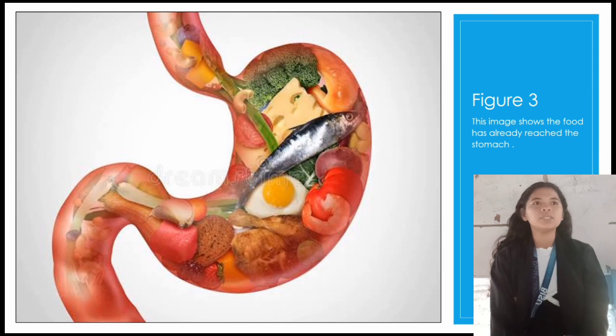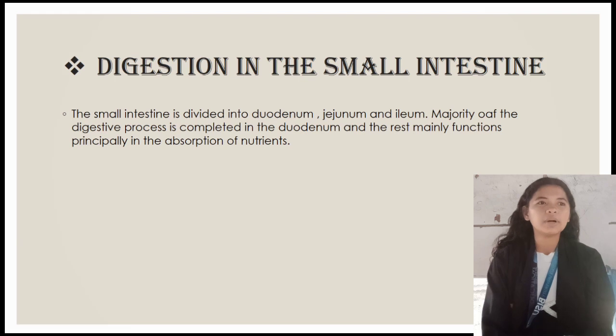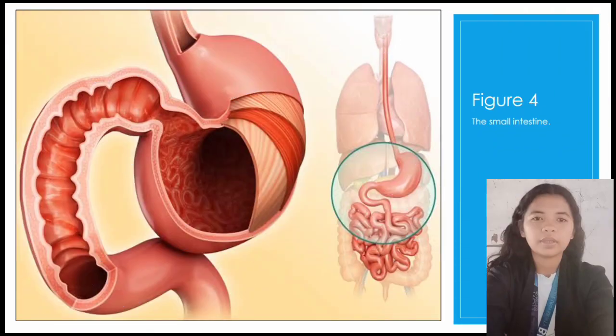So we have our digestion in the small and large intestine. The small intestine is divided into three: duodenum, jejunum, and ileum. The large intestine does not take part in digestion. However, any bulky and unused parts of the diet are passed onto it.